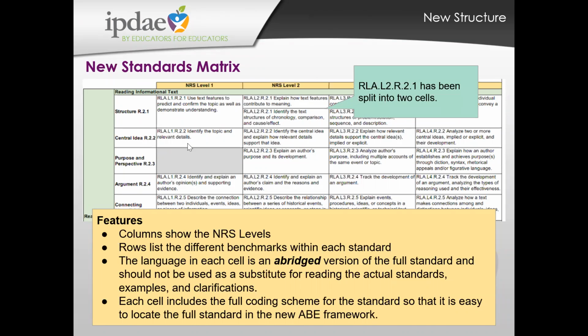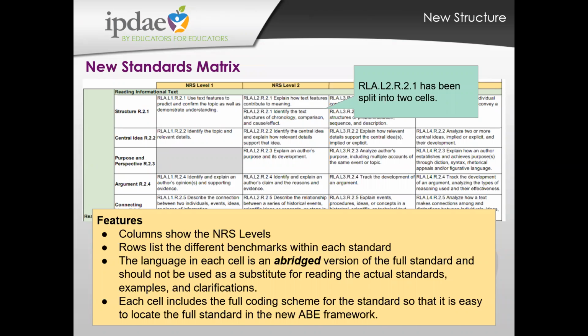For the most part, what you will see is that each benchmark has 4 individual cells that go with it for levels 1, 2, 3, and 4, respectively. On occasion, you will see that one level has 2 individual cells within it. There are very few instances where that happened.